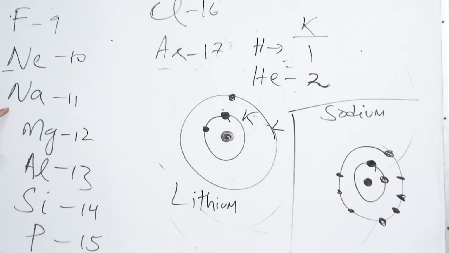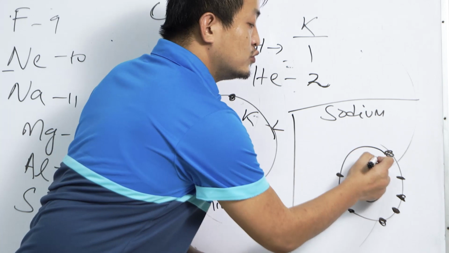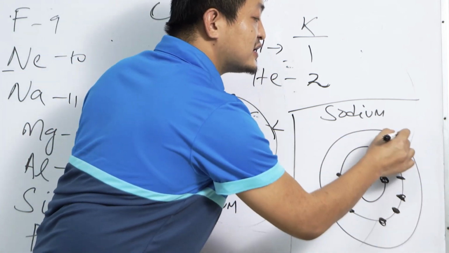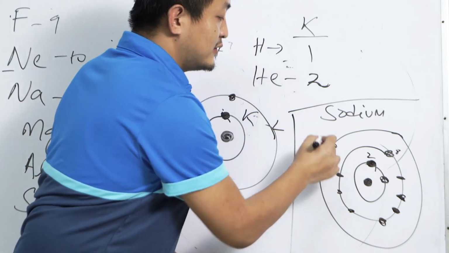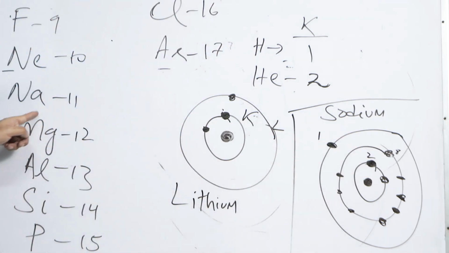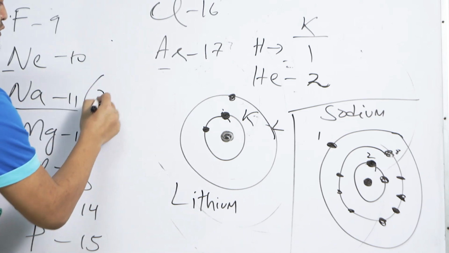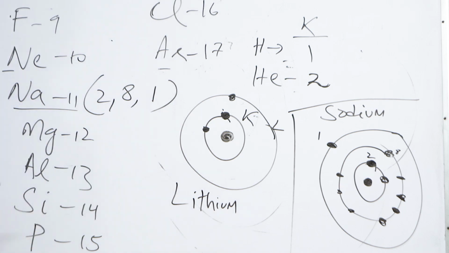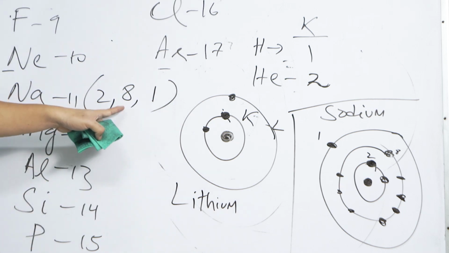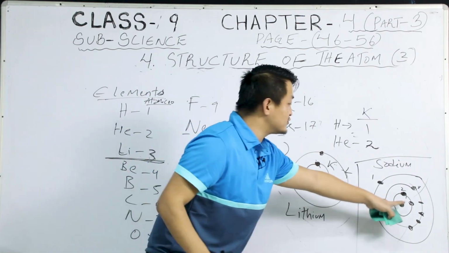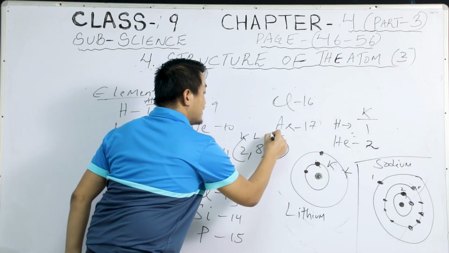Now, sodium has 11 electrons, right? So we have 2 and then we have 8. That means we have to draw another shell here, with 1. So 2 plus 8 plus 1 means 11, right? 2, 8, 1. And this would be the configuration for sodium. In the K shell, sodium has 2 electrons, right? In the L and then M.